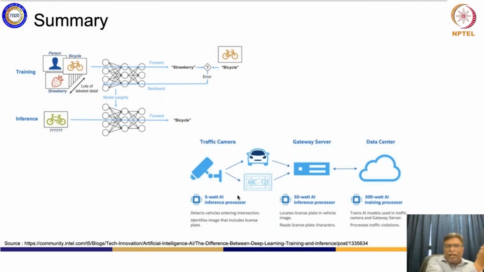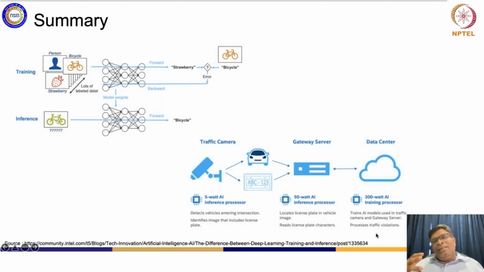So in a 5-watt AI inference processor, the same trained thing, what it does, it detects the vehicle which is entering the intersection, it identifies the image that includes the license plate. So the inferencing here is done for this. The gateway server locates the license plate there and it detects the characters, and here it detects the traffic violation.